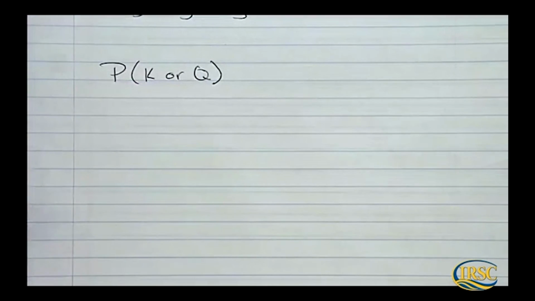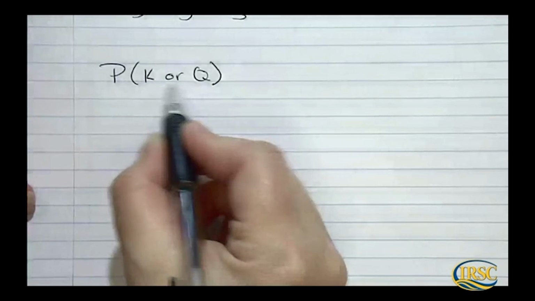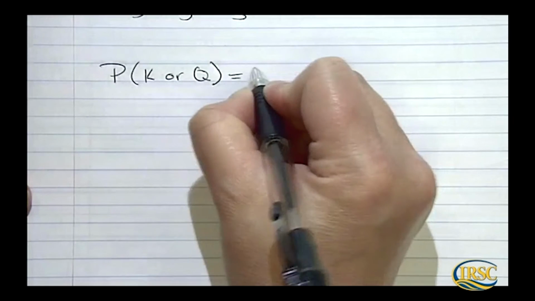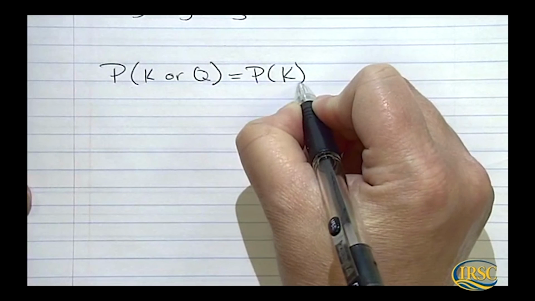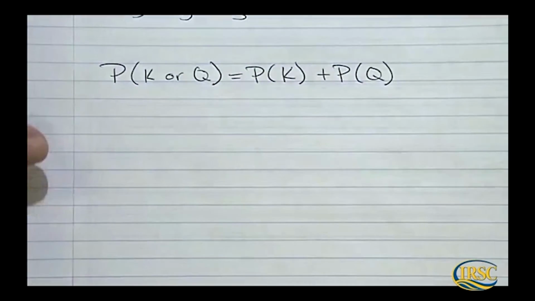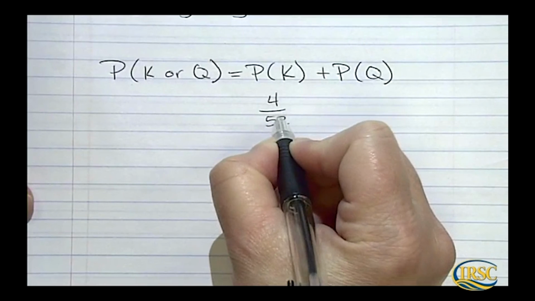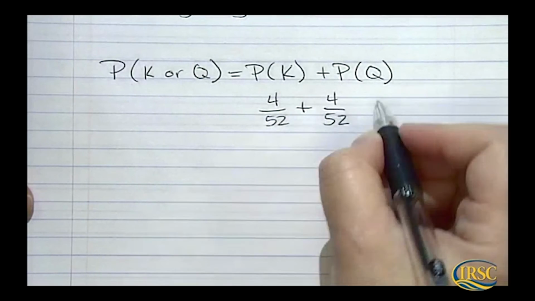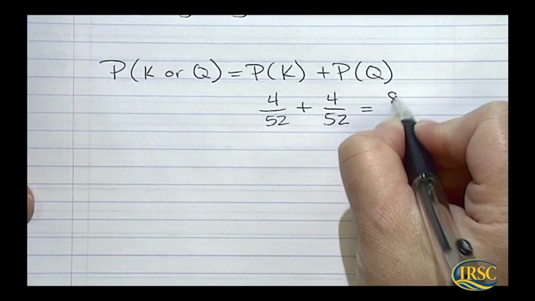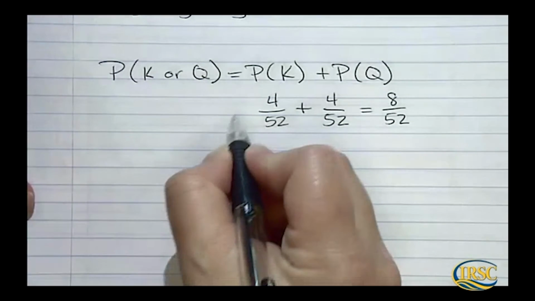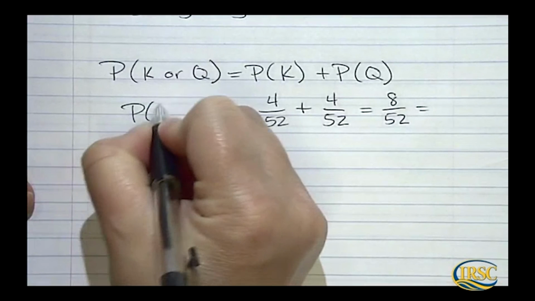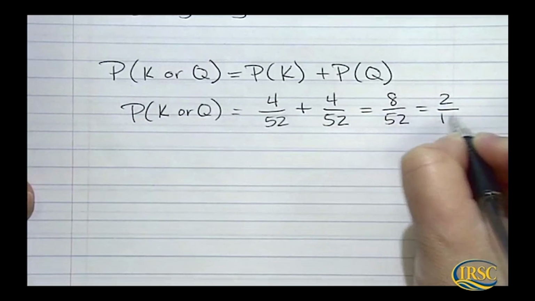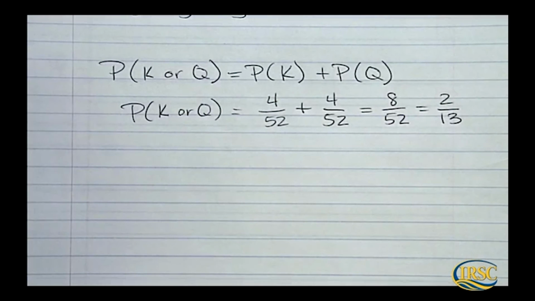So if we wanted to find the probability of a king or a queen when you draw one card, well, because it's impossible for you to get a king and a queen at the same time, then this is the same as looking for the probability of a king and adding it to the probability of a queen. 4 out of 52, because there are 4 kings out of the deck of 52 cards. What's the probability of getting a queen? Also 4 out of 52. So now, adding these together, we get 8 out of 52, and now we want to reduce. So what do we get when we reduce that? Okay, 2 over 13 is correct. So the probability of selecting a king or a queen is 2 over 13.